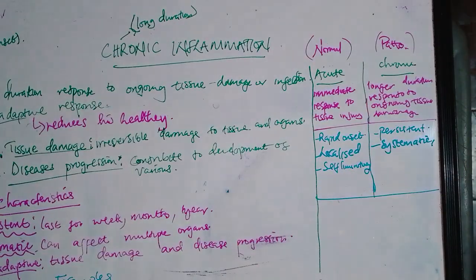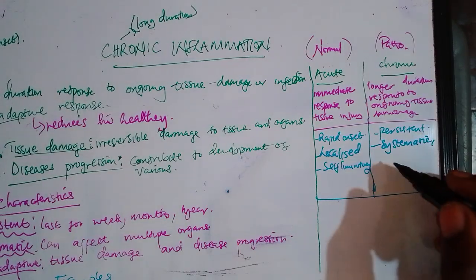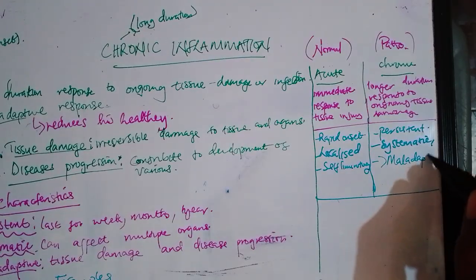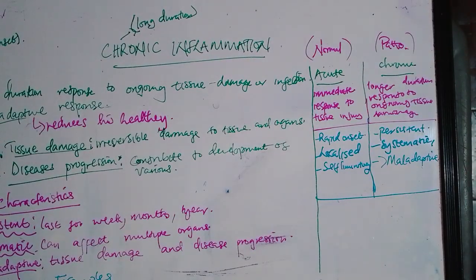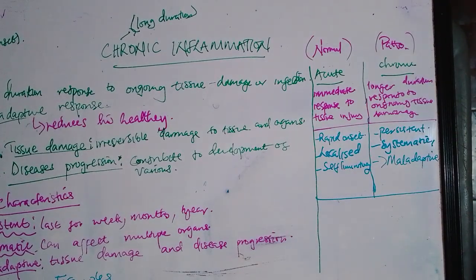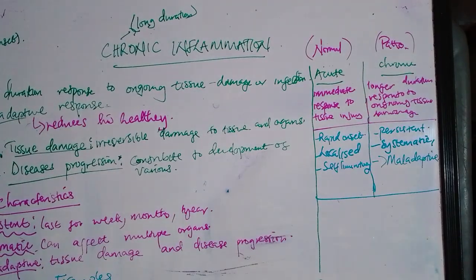What do we mean when we say acute inflammation is self-limiting? We say that it can heal on its own. But when it comes to chronic, we say it's maladaptive. Meaning, chronic inflammation won't heal by itself, but it will lead to development of other diseases. So this is how you can be studying. You are even explaining to yourself or find someone to explain.